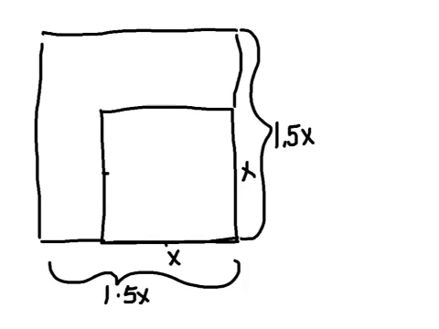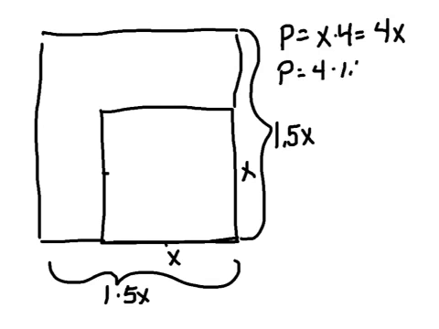Okay, so the smaller square, the perimeter equals x times 4, because there's 4 sides, equals 4x. The perimeter of the larger square equals 4 times 1.5x, which is equal to 6x. So the larger square is 6x compared to 4x, or 150% of the original square. We added 50% to make the new square 150% of the old square, and the perimeter is also 150% of the old square.